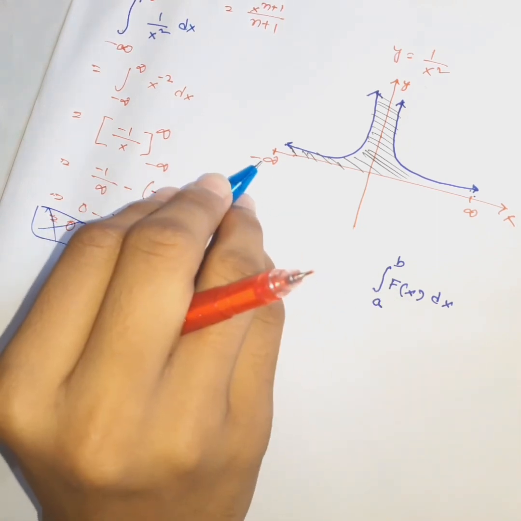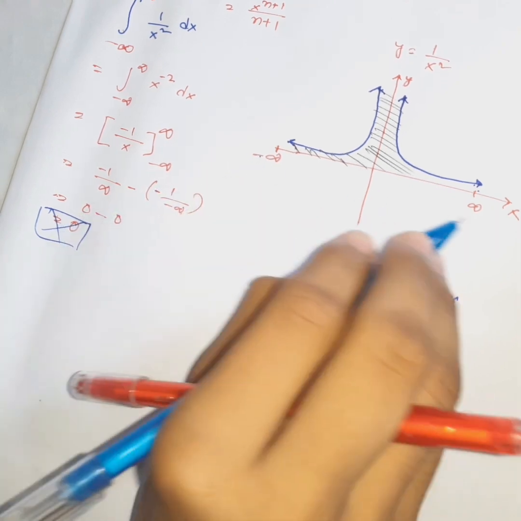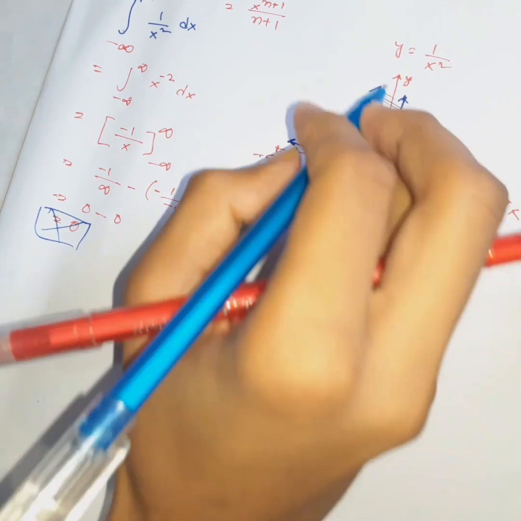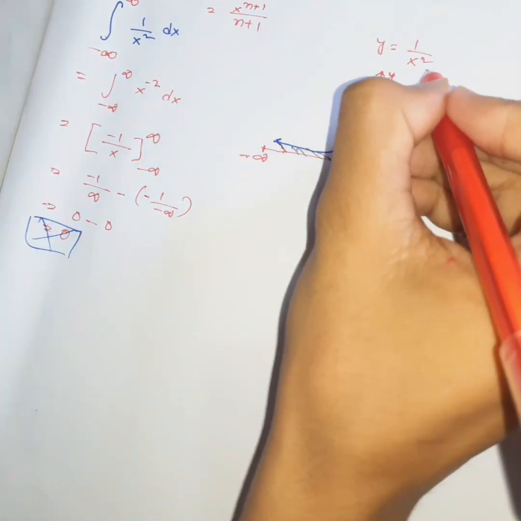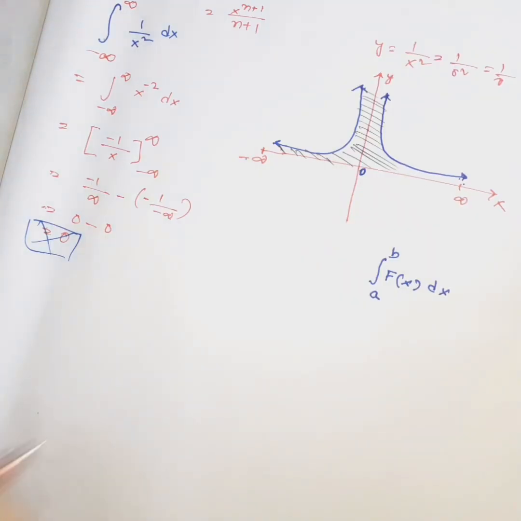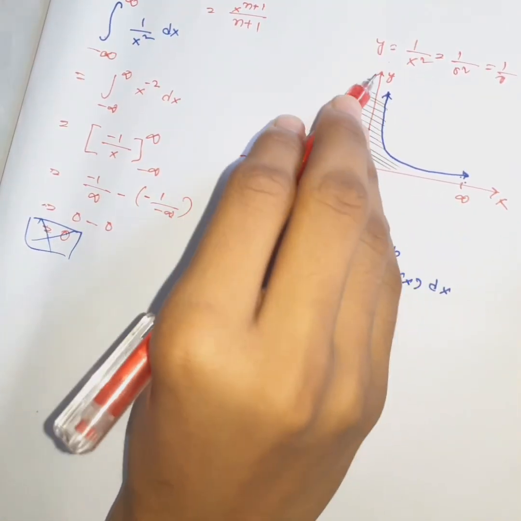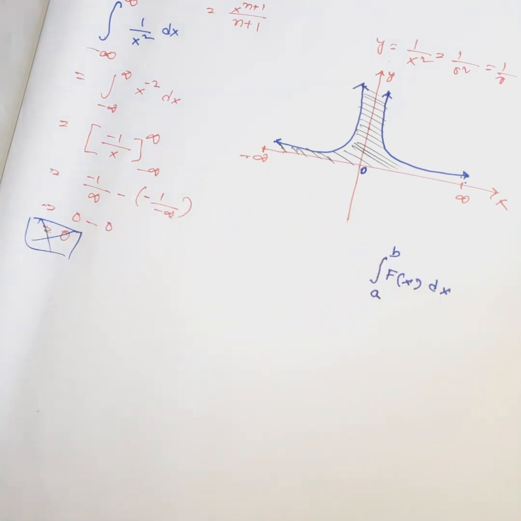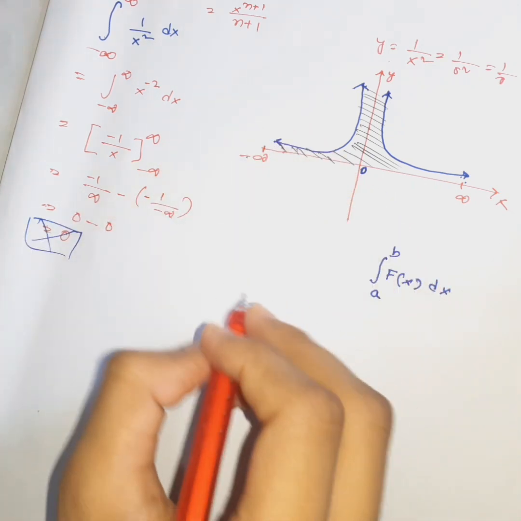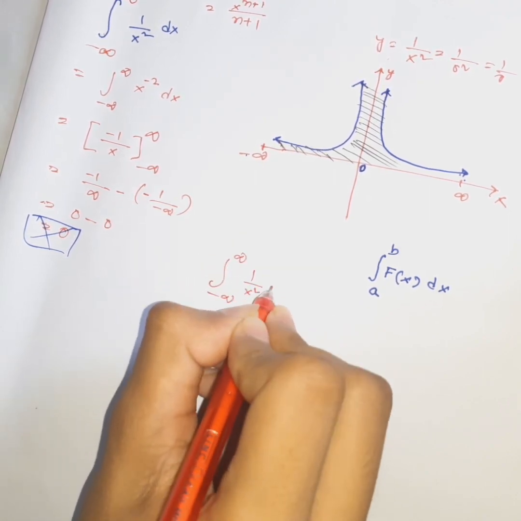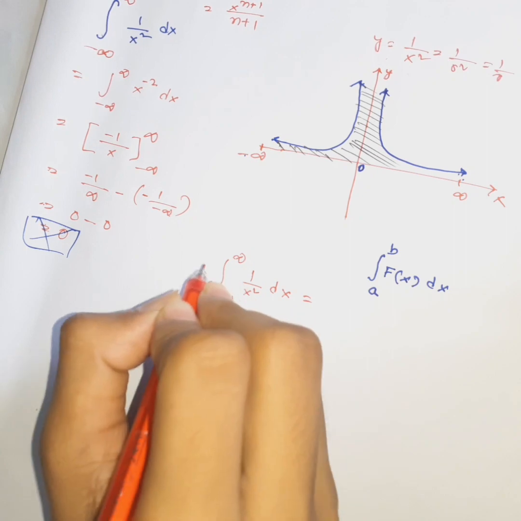Now see, here we are integrating from negative infinity to infinity, and this is the 0 point, and when you plug in 0 here, we get 1 over 0 square, means 1 over 0. This is undefined, so the graph breaks here. That's why you can't integrate it directly. So to integrate this, we will break this integral into two parts.